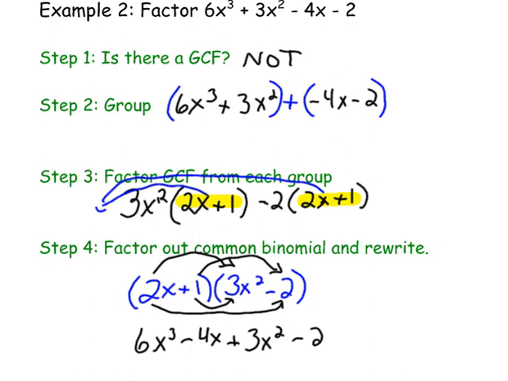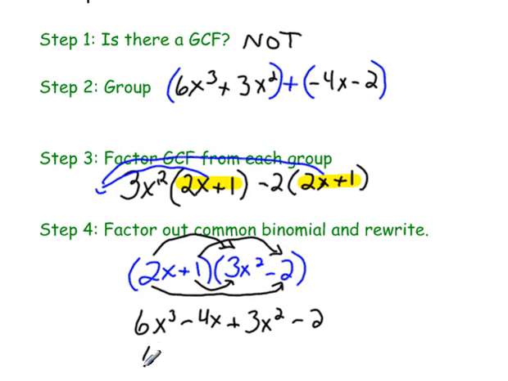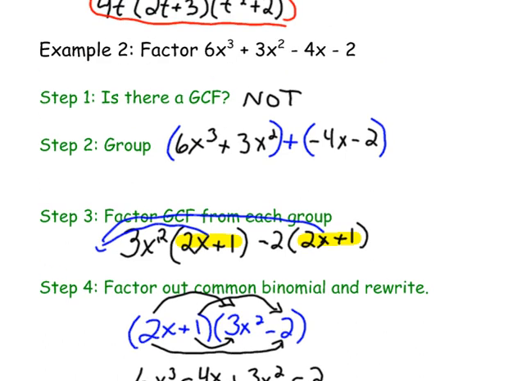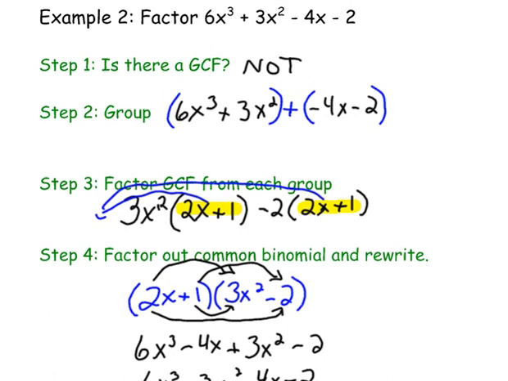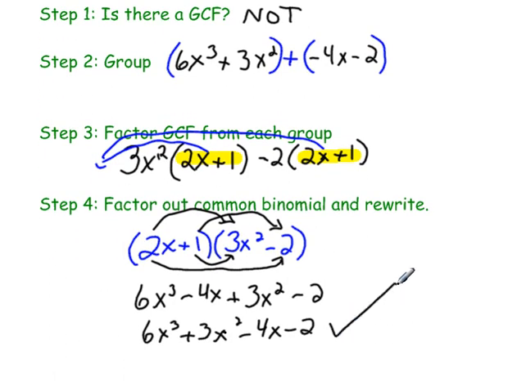Rewrite this in standard form. That gives me 6x cubed plus 3x squared minus 4x minus 2, which, if you look back, is exactly what we had at the beginning, and therefore our answer checks out. Thank you.